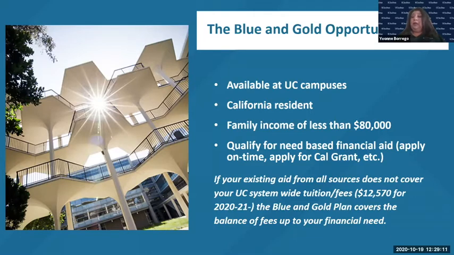So just be aware that yes, you might be eligible because you're a California resident and your family income is less than 80,000, but total up all of your gift money. Okay, total up all of your grant money. If you're eligible for the Cal Grant, that right there is 12,570. So even though you're eligible for the Blue and Gold, we would not award it because your gift money from the Cal Grant is fee paying, and that pays the system-wide fees as well. Okay, I know it can be a little confusing, but I just say total up your gift money. And if it's less than 12,570, you're going to see the Blue and Gold in your official award letter.